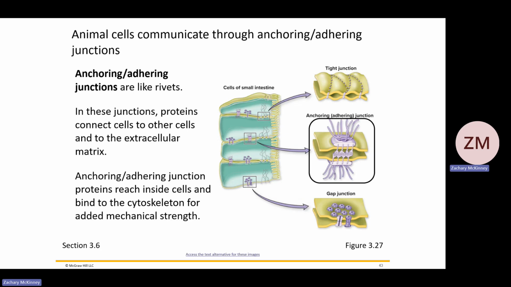Last one are the anchoring and adhering junctions. Anchoring and adhering, I guess, is a better way. So remember, adhesions stick to something else. Anchoring and adhering junctions are going to help cells stick to other cells and to the structures that they're around. It's one of the reasons why your heart doesn't just float around your body, your organs don't just disappear and move all around. It's because everything is anchored and adhered to its neighbor, to the stuff around it, to make sure that they're kind of in place, providing that structure and added mechanical strength as well.